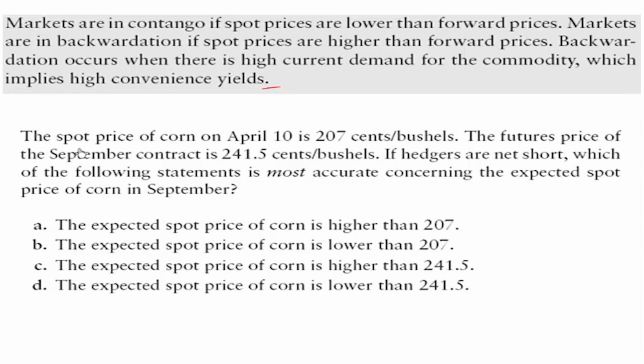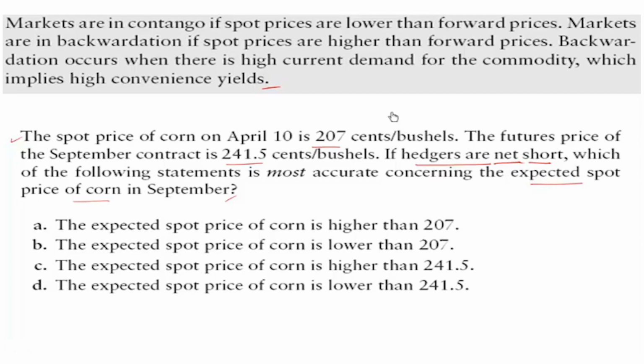Now, a very important concept that we will understand from this topic is the difference between hedgers and speculators. The spot price of corn is 207 cents per bushel. The futures price of the September contract is 241 cents. If hedgers are net short, which of the following statements is most accurate considering the expected spot price in September?